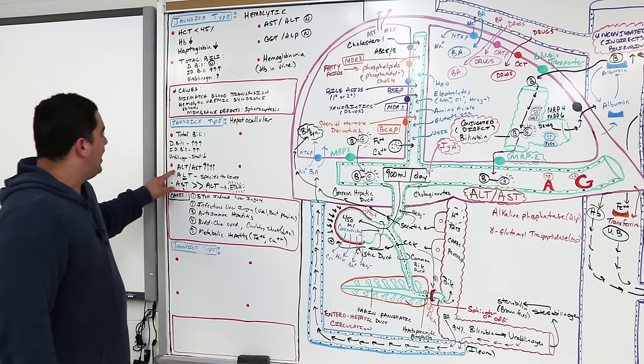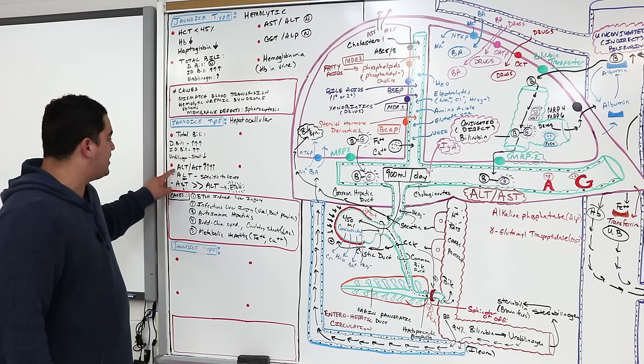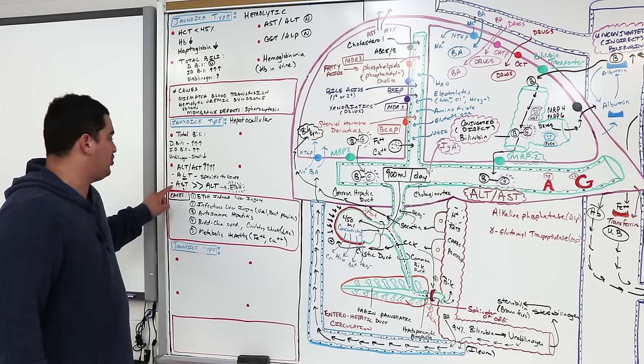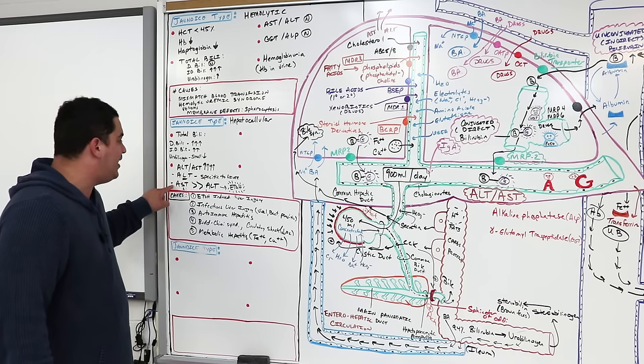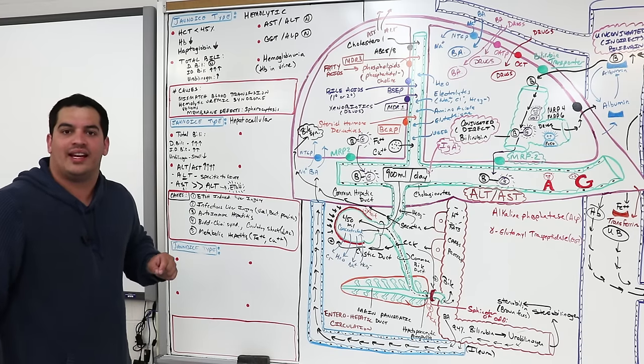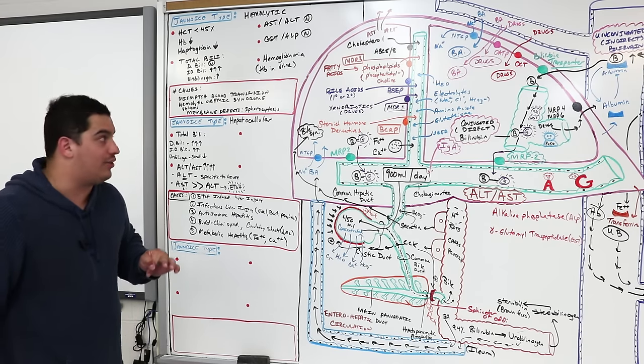All right, so again, in hepatocellular damage, you're gonna see elevated ALT and AST, but remember, ALT is more sensitive or specific to the liver. AST is made by other tissues. One big thing is that when the AST is super elevated, at least 2 times the level of the ALT, that is usually indicative of alcohol-induced liver injury.